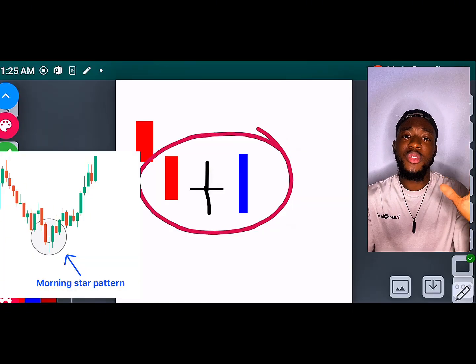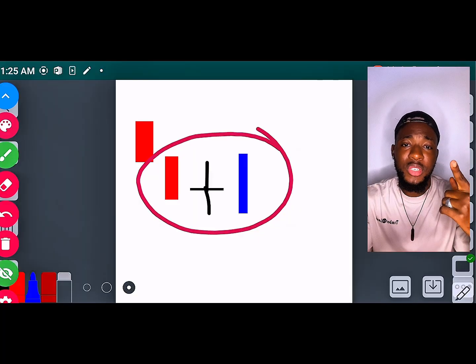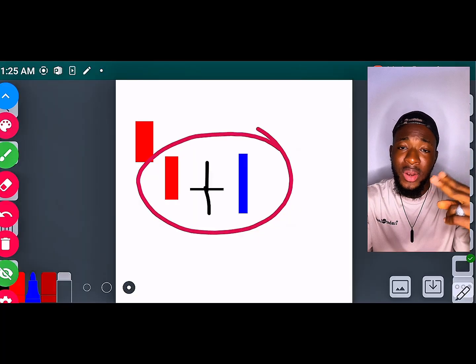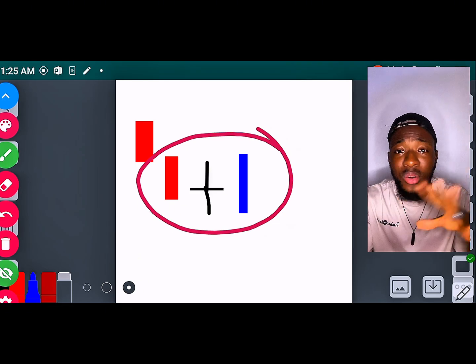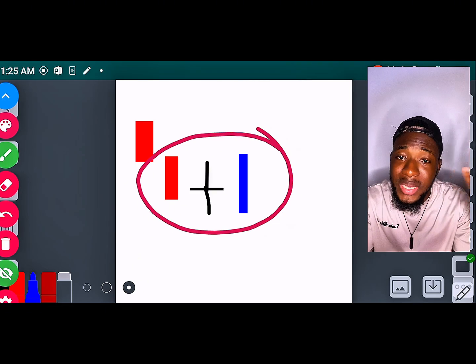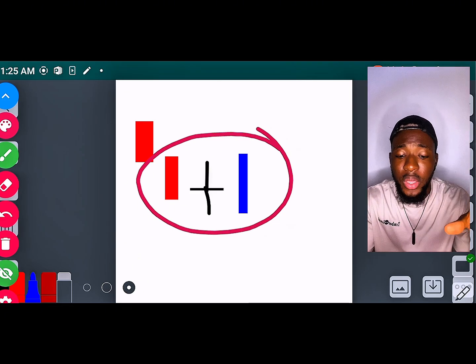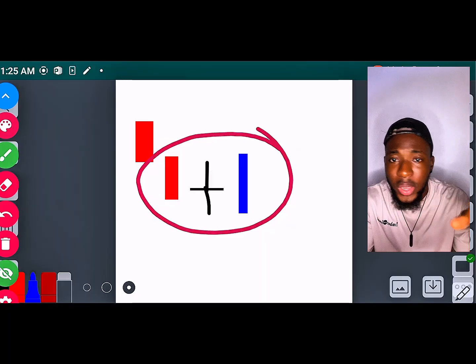So the whole thing is basically to understand weak rejection, understand the body of the candle, and understand indecision. If you understand these three things, it'll be easy for you to read any candlestick at all. You don't have to cram it. It'll be easy for you to read, to actually know, okay, this one is stronger, this one is weaker.